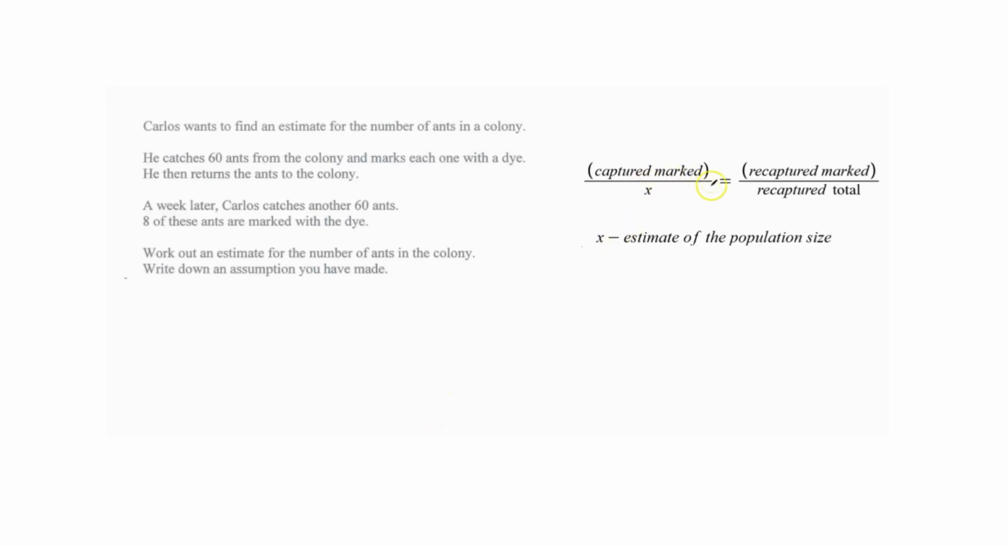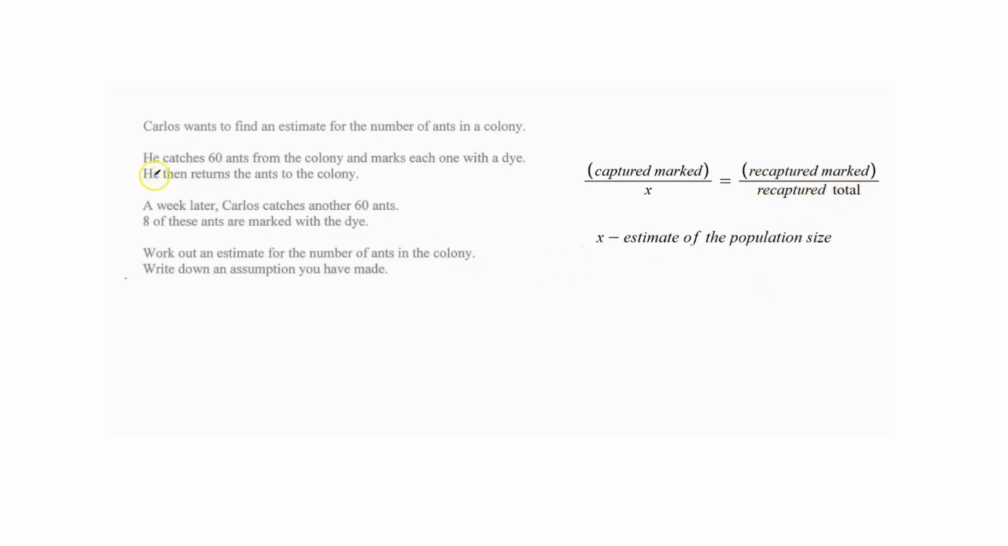We can use the formula here on the right to solve capture and recapture problems. Let's use the formula to solve this problem. So the formula here is captured marked over x. Here x is an estimate for the size of the population, which we don't know, and that is equal to the recaptured marked over the recaptured total.